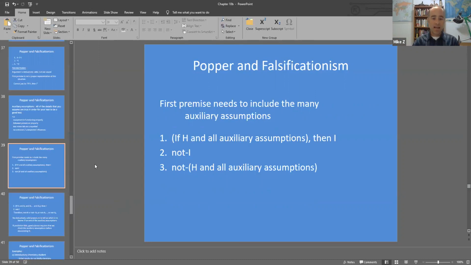If the hypothesis is true and all the auxiliary assumptions are true, if that whole conjunction in the antecedent is true, then the test implication would work out as expected. Then if the test implication does not work out, right, so the test implication is false, then what? Well, that whole conjunction that's in the antecedent in the first premise is false. It's false that the hypothesis and all the auxiliary assumptions are true.